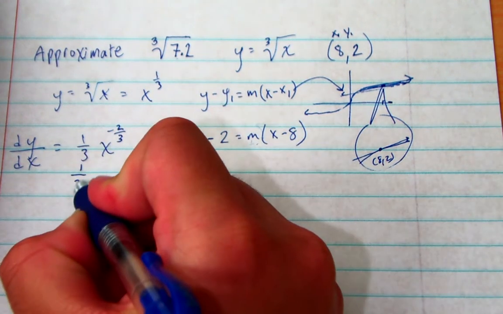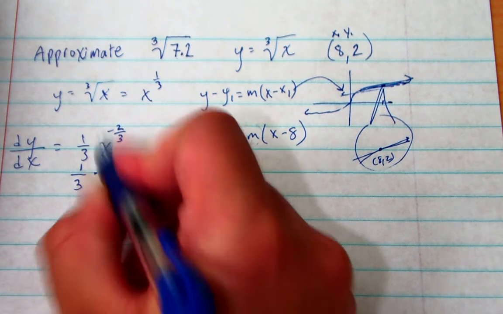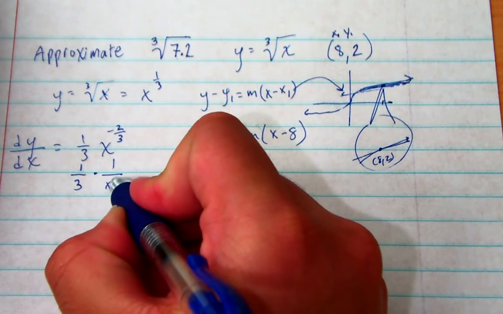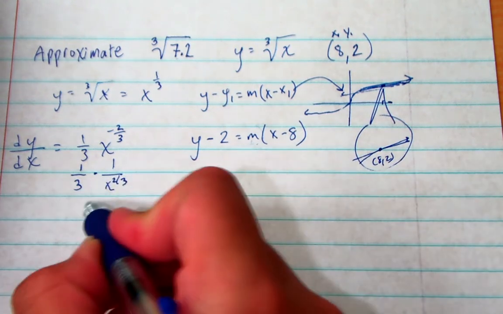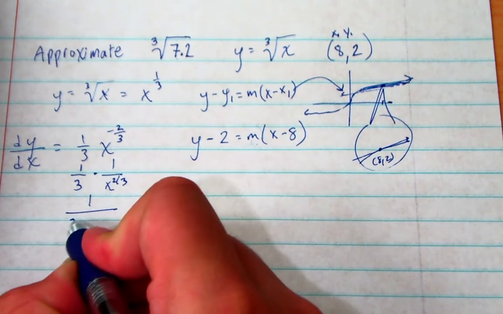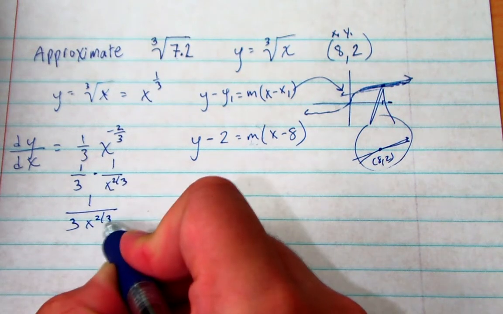I'm going to leave the 1/3 as is. X to the negative 2/3, I make that positive by putting it underneath the 1, by the definition of a negative exponent. So that becomes x to the positive 2/3. I'm just going to combine fractions here to make this a little easier. Multiplying the tops and the bottoms, I have 1 over 3 x to the 2/3.